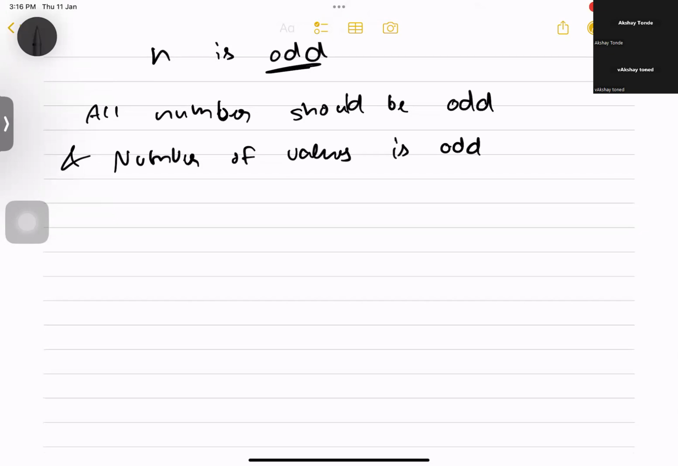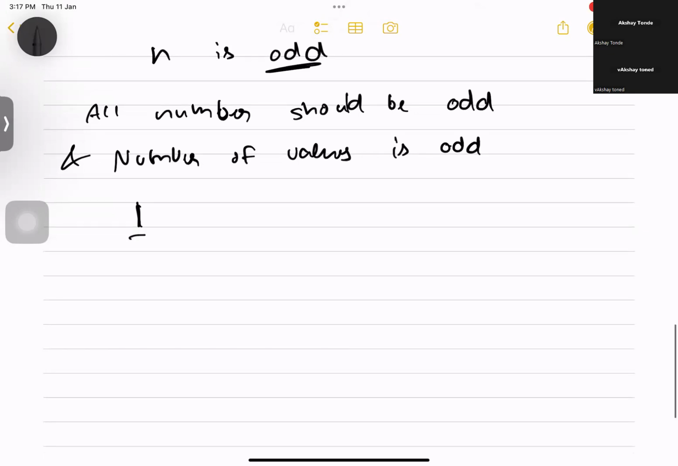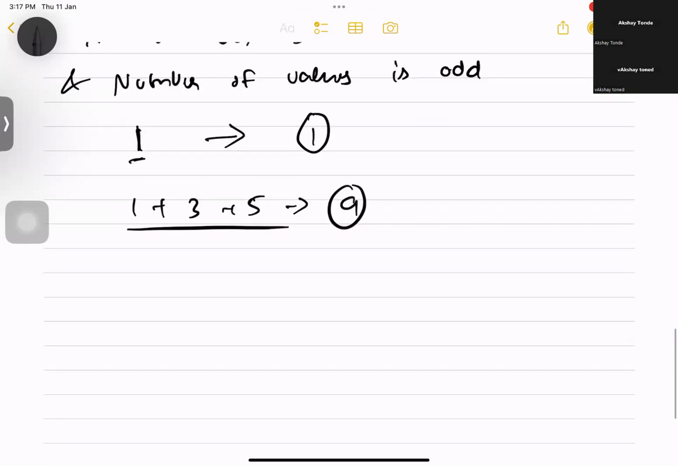Now in this also we do the same thing. We'll run through some very basic cases. So we'll just include one single odd value, which is 1, which will give us a sum of 1. If we include 1 plus 3 plus 5, so we are including basically 3 odd numbers here, it will give us a sum of 9. Now let's include 5 odd numbers. So 1 plus 3 plus 5 plus 7 plus 9. What will that give us? That will give us 25.